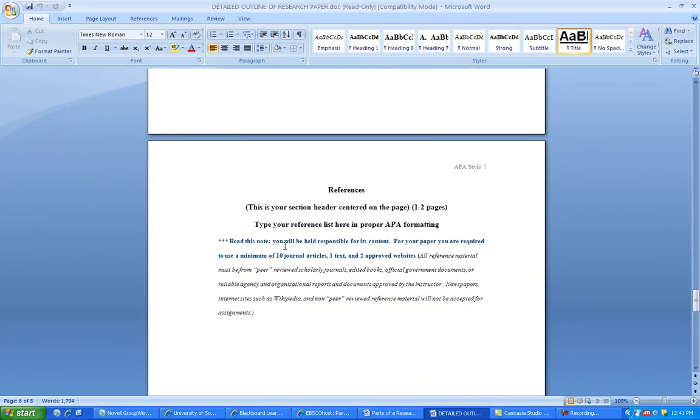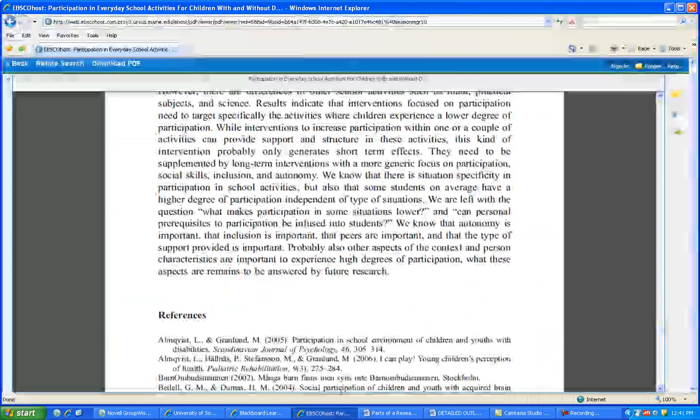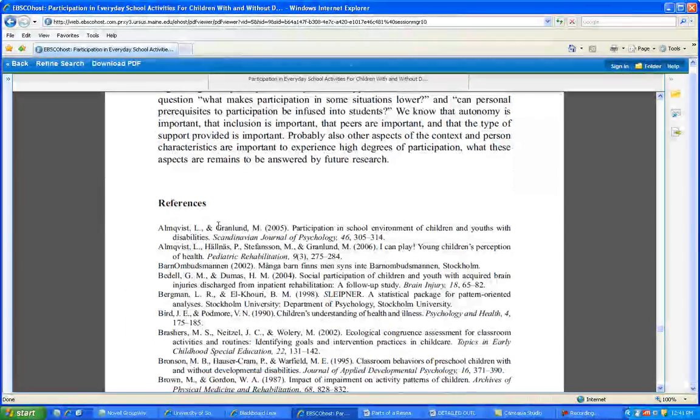So this is what you should be doing. Read this, and then let's go to the paper. Here are the references. APA style, be very careful. Notice, I'll focus on this one here. It's in alphabetical order, and you notice it's last name, initial, and if there's another person, ampersand, last name, initial, period, the date of publication, and then the title of the journal article.